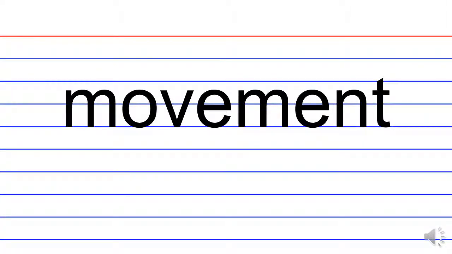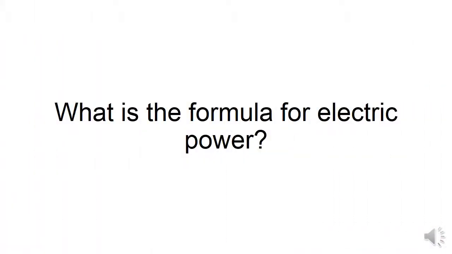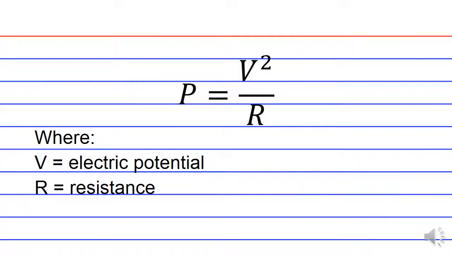That would be movement. What is the formula for electric power? P equals V squared over R. V is electric potential and R is resistance.